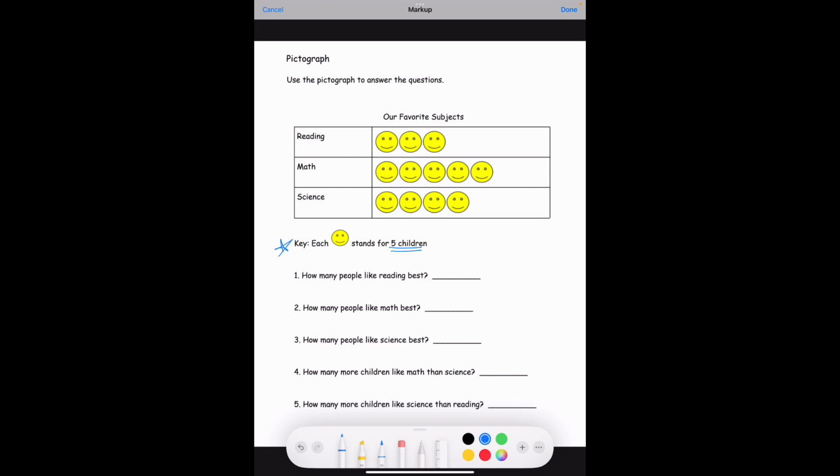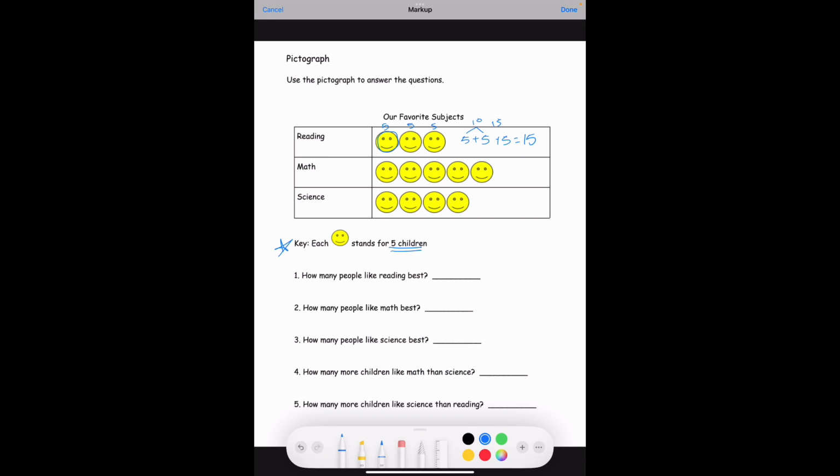So if you see one smiley face right here, that doesn't represent one person. One smiley face is 5 people. So if there's 3 smiley faces, there's 5 people right here, and 5 people right here, and 5 people right here. And what's 5 plus 5 plus 5? Well, first, 5 plus 5 is 10, and 10 plus another 5 is 15. So 3 smiley faces is 15 people.